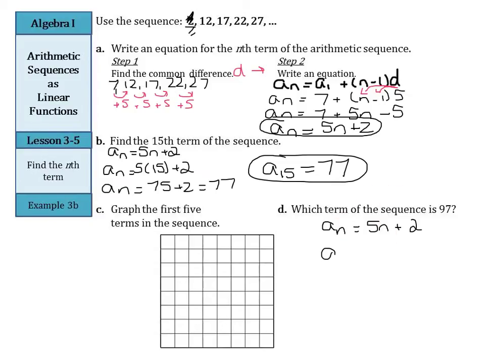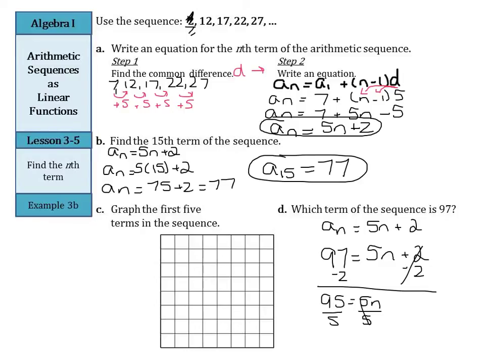So 97 is going to equal 5n plus 2, and whatever our n is going to be is that term number. Solve this equation by subtracting 2 from both sides. 95 equals 5n. Divide by 5 on both sides. And 95 divided by 5 is 19. So this is then the 19th term.